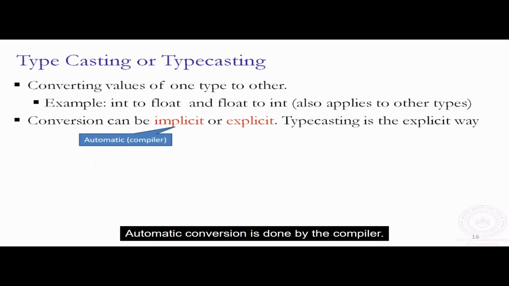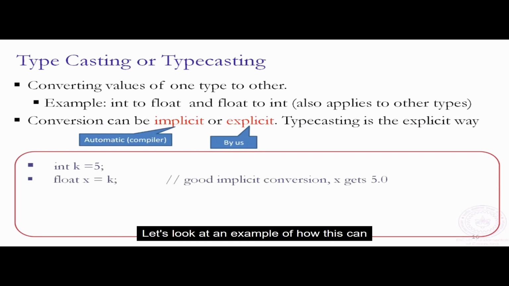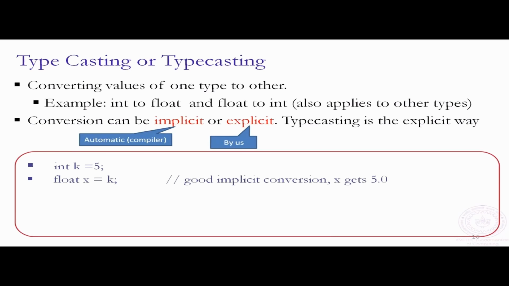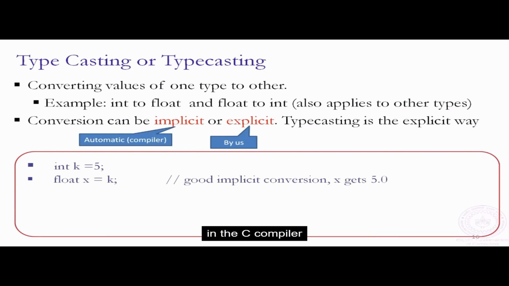Automatic conversion is done by the compiler. Explicit conversion is done by us. Let's look at an example of how this can be done. So I can say int k equals 5, and then I can do an implicit promotion of the value of k to be stored in x so that x becomes 5.0. I've converted the integer's value into a float value using the implicit conversion capabilities available in the C compiler.